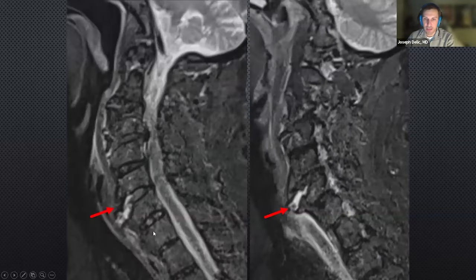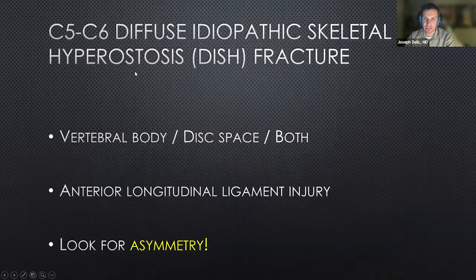So when we look on the MRI of this examination, you can see this fluid signal basically disrupting the anterior longitudinal ligament, extending through that anterior ossification and into the disc space. And so this is a C5-6 DISH type fracture. So the keys for these is, these can involve the vertebral body, the anterior ossification, the disc space, multiple of the above. And a lot of times you can get concomitant injury to the anterior longitudinal ligament.